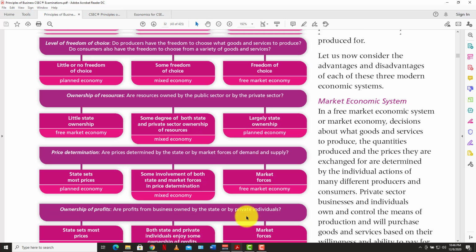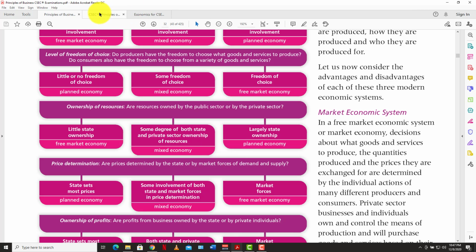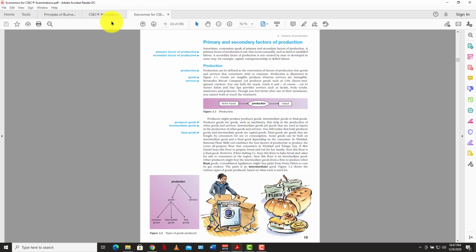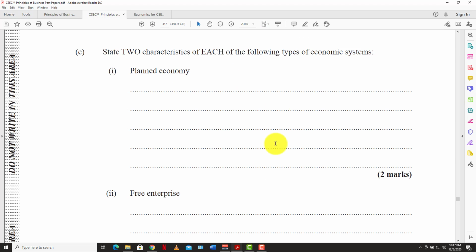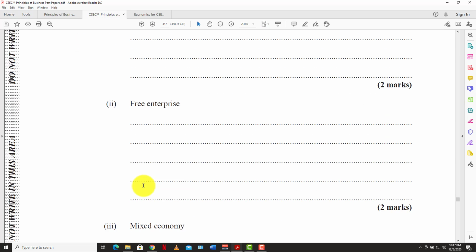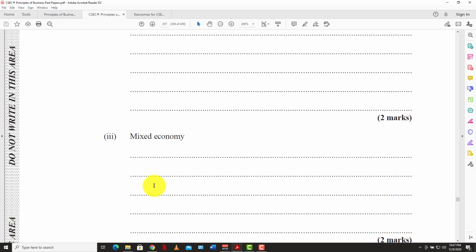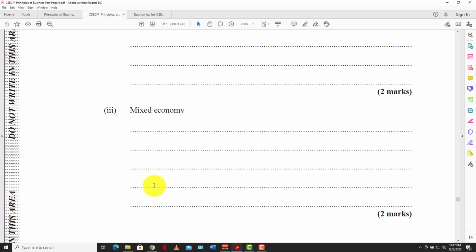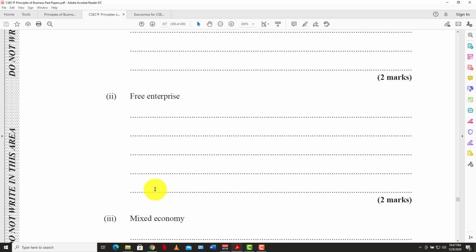So those are the characteristics of the three. The characteristics of the three that they ask for: the planned, the free, and the mix. And so you can take any two from the table and get your 2 marks easily for that one. So let's move on to the next question.